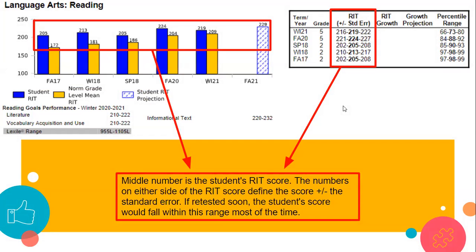The middle number is your student's RIT score. And this is where they're just labeling out, this is about where your child is performing, give or take. So if your child retook this test again the next week, your student would probably perform between those same numbers. So the student made a 219 on this report. But if they took it again, they could go as low as 216, or they could go as high as 222. But that is roughly the area where your student will perform during a very similar range in time.